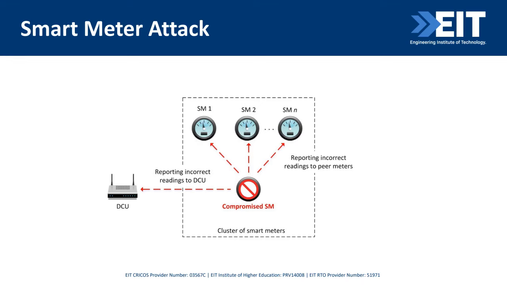And if you want to look at the attack models from the previous example on smart meters, then a compromised smart meter may be reporting incorrect readings to peer meters or even to the data concentrator unit, right? So this is a rogue meter. Why is it rogue? Maybe HMI.